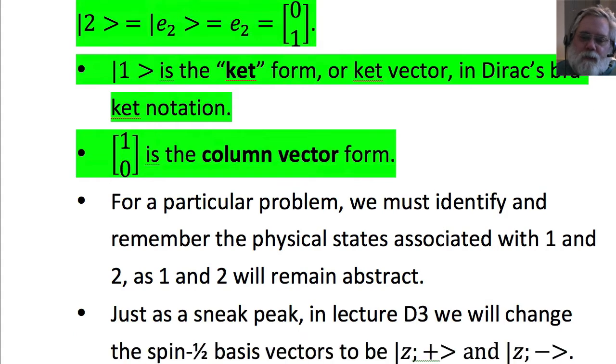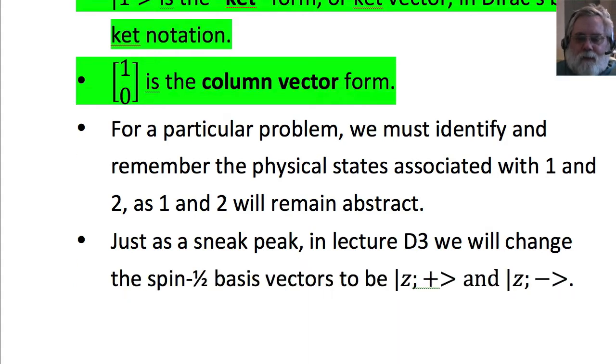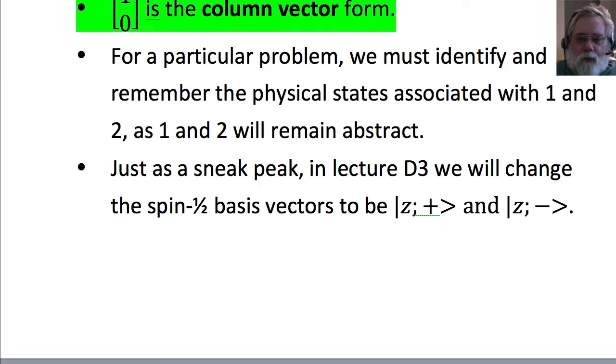However, just as a sneak peek, in the next lecture, D3, where we're going to do spin 1/2, we will make the basis vectors concrete, and we will change them so that instead of calling them 1 and 2, we will call them z plus and z minus. But we're not going to do that in this lecture. This lecture is not solely or specifically for spin 1/2. It's general, so the basis vectors are 1 and 2.